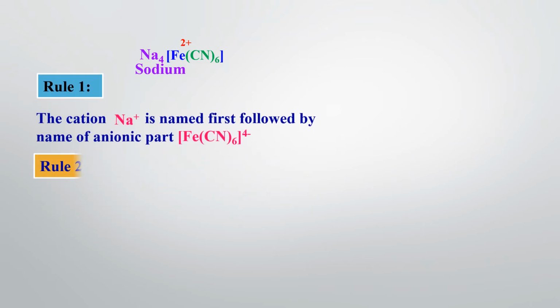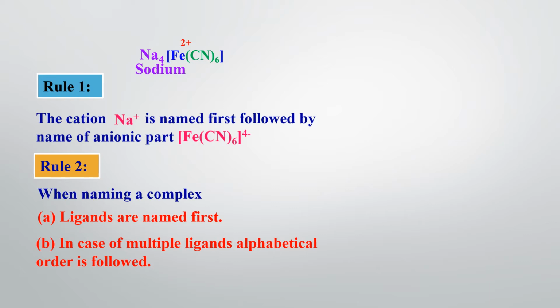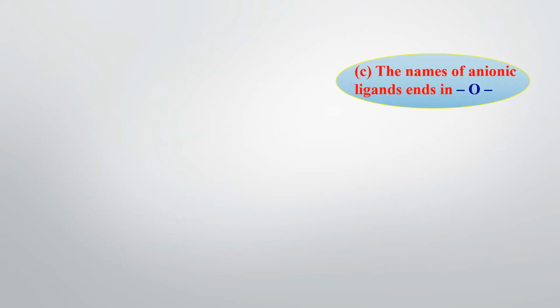Next is rule 2. According to rule 2, now we have to name the anionic part, which is the complex. In the complex, ligands are always named first. Here there is only one ligand, cyanide. If different types of ligands are present, then we have to name them in alphabetical order. So in case of multiple ligands, alphabetical order is followed. The names of anionic ligands end with O.